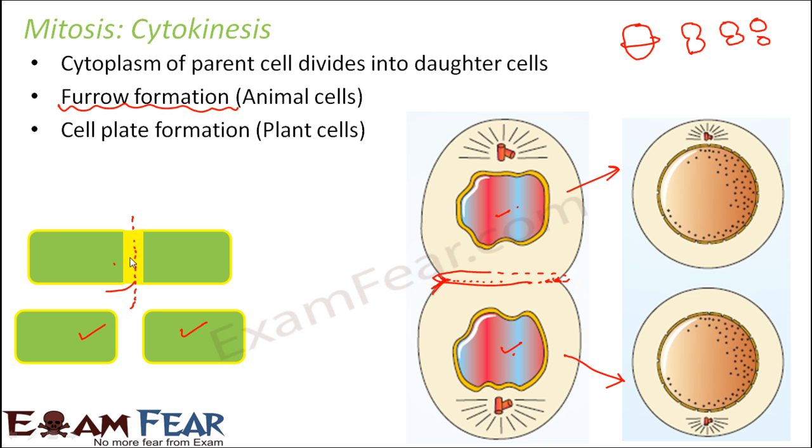So from where does the cell plate formation start? It starts to form from the center, and then it gradually spreads to both ends, and then finally it breaks the cell into two halves. So here there is no role of the furrow or actin fibers, because the cell wall is very stiff. An additional cell plate will be formed starting from the center, and then it will finally split the parent cell into two daughter cells. So that is how cytokinesis will take place in plant cells.